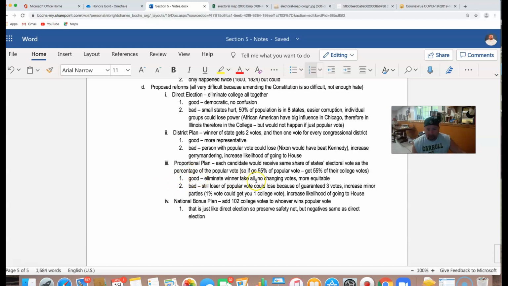It's good, though, in that it eliminates winner take all. So if you're in a very Democratic state and you're Republican, your vote kind of does matter, and vice versa. Okay. The loser of the popular vote could still win because of the guaranteed 3 votes. It would increase minor parties, for sure.